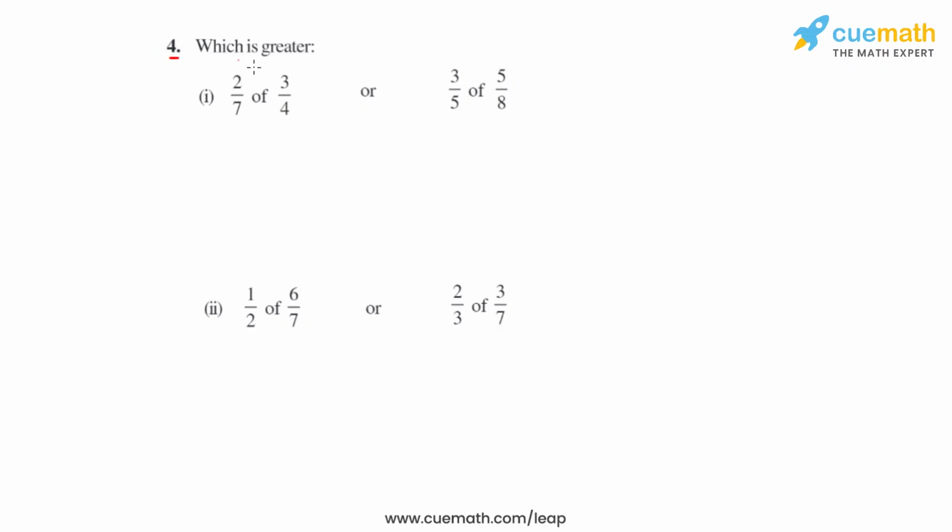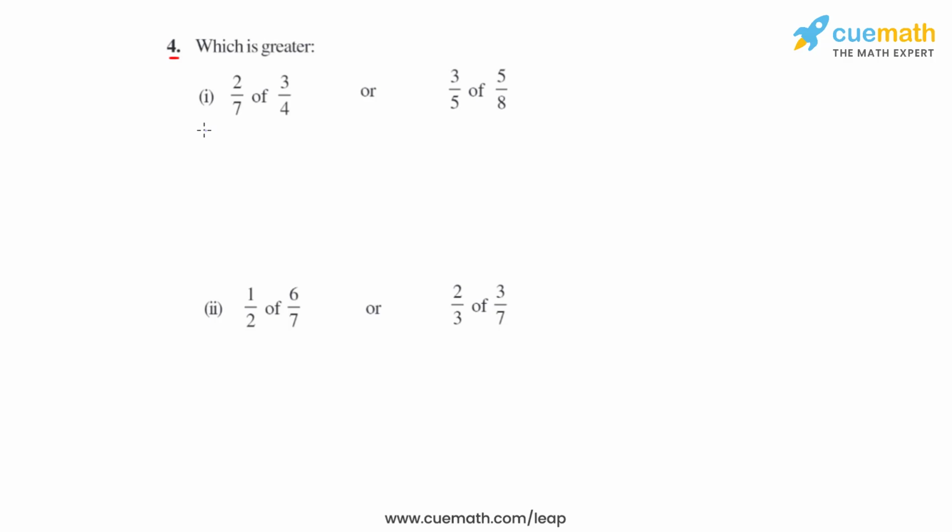Question number 4 asks us to find which is greater. So we've got two bits in this question. Before we get on to finding out which is greater and which is smaller, we'll first have to simplify them and then see if the fractions are like fractions or unlike fractions. Because if they are unlike fractions, our objective would be to convert them into like fractions so that we can directly compare the numerators and find out which is greater and which is smaller.